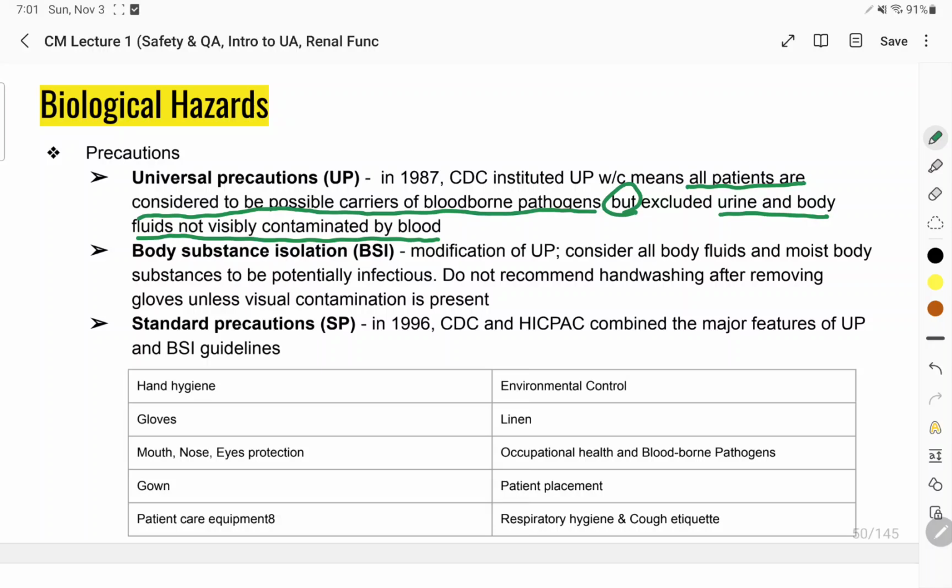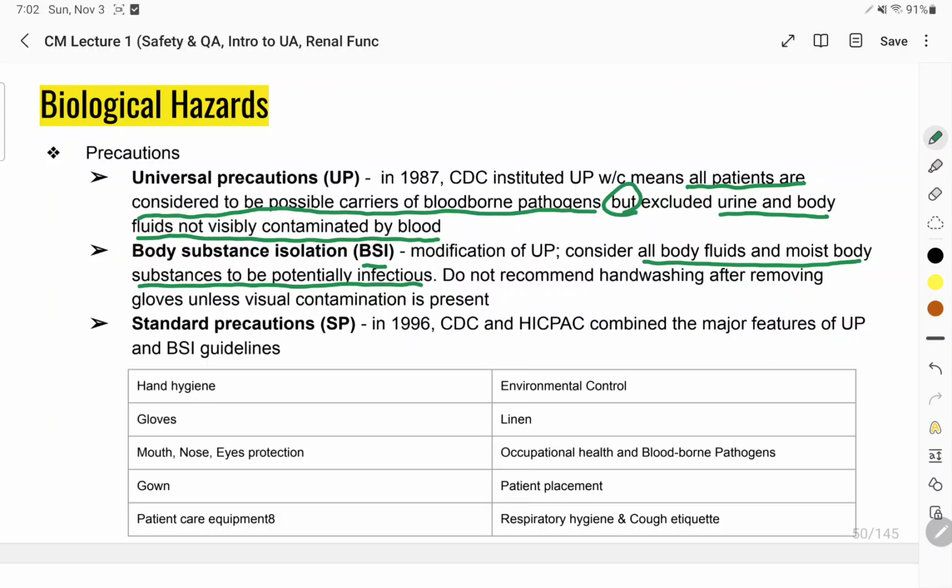Gimodified ang universal precautions into BSI or your body substance isolation. And what does BSI institute? It considers all body fluids and moist body substances to be potentially infectious. Okay? So all body fluids and moist body substances potentially infectious na siya.